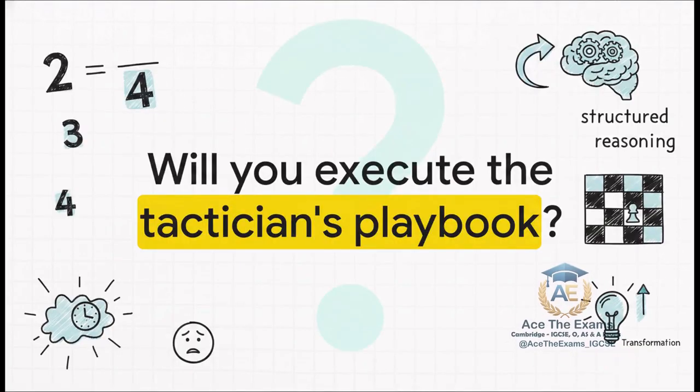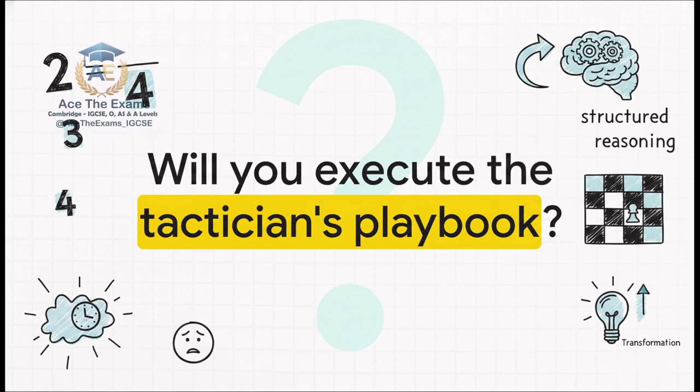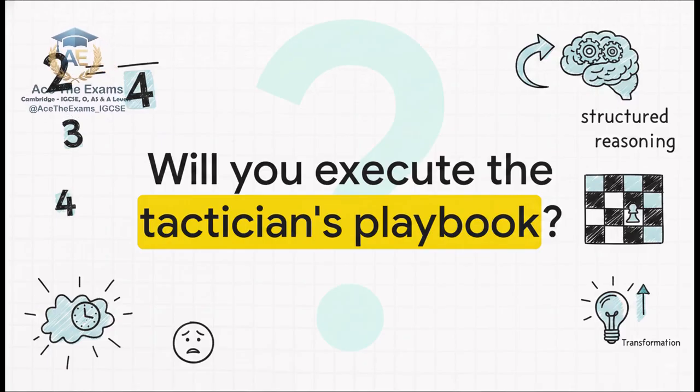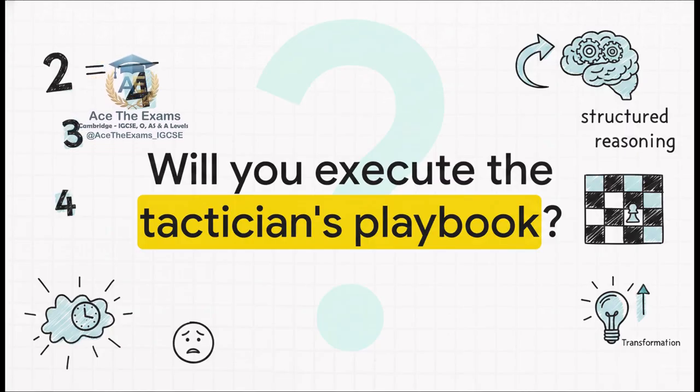So I want to leave you with this final provocative thought. When you sit down in that exam hall, the clock starts ticking, and you turn the page to a problem featuring fractions with denominators 2, 3, 4, 6, or 8, what exactly will you do? Will you panic like Alex, rush to a final answer like Sam, and leave your method marks totally blank? Or will you pause, rely on your structured reasoning, and execute the tactician's playbook step by step? The strategy is now completely in your hands. Use it, practice it, and you'll transform the way you approach these exams.